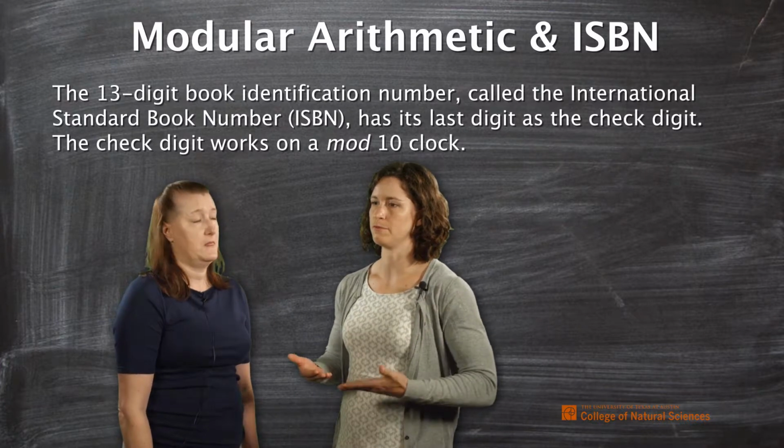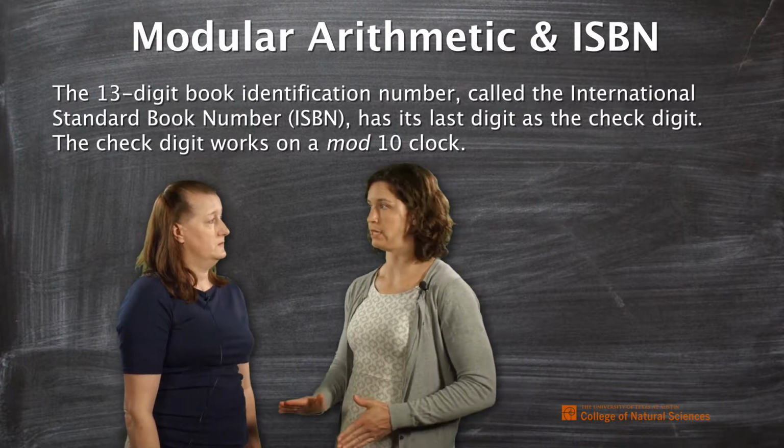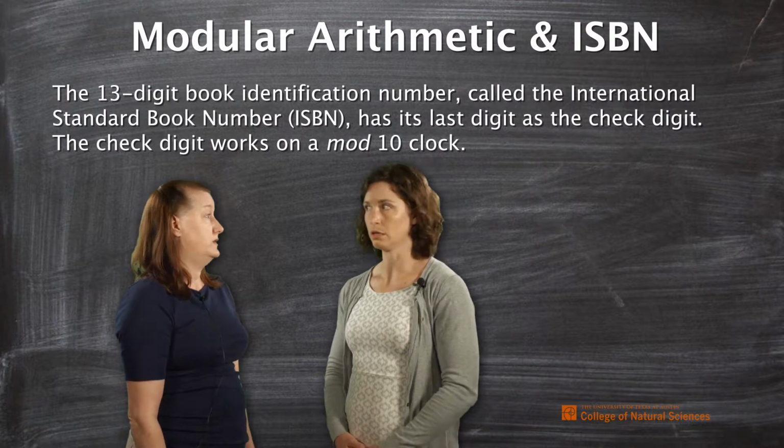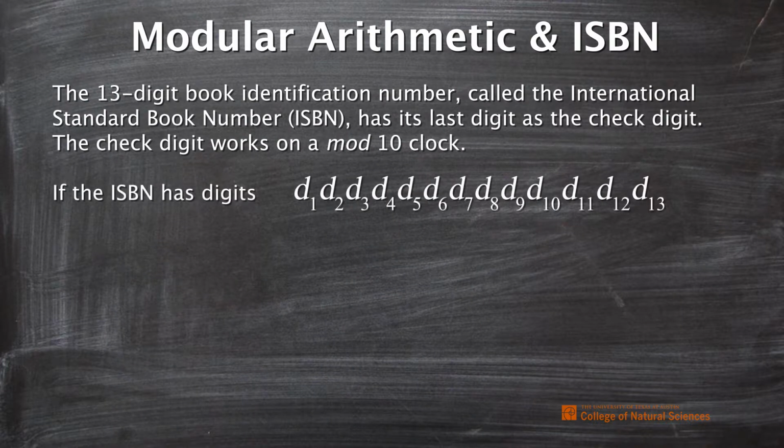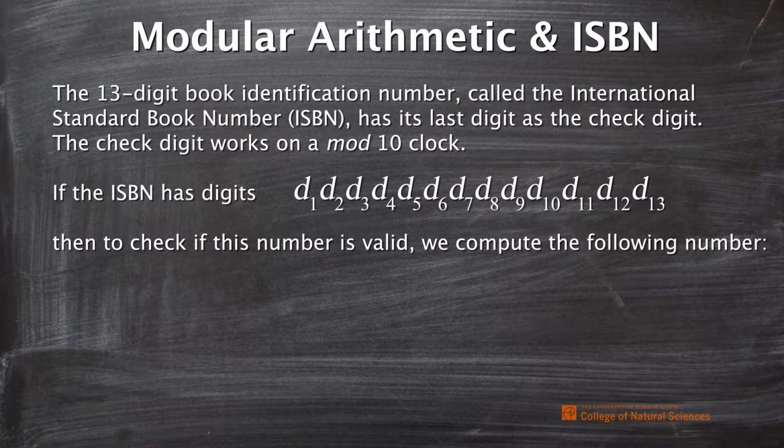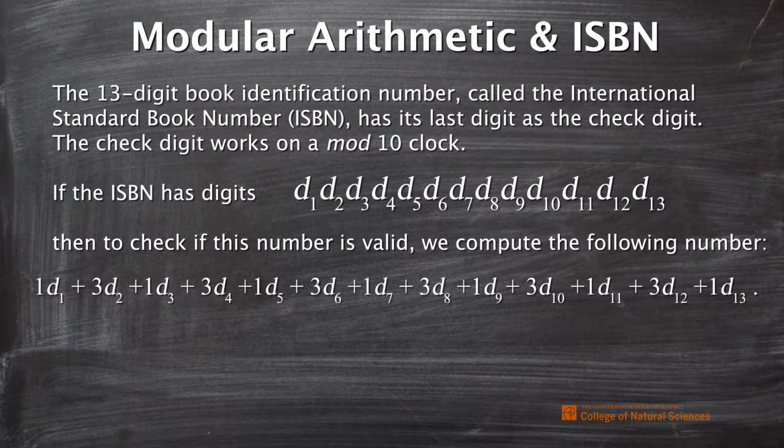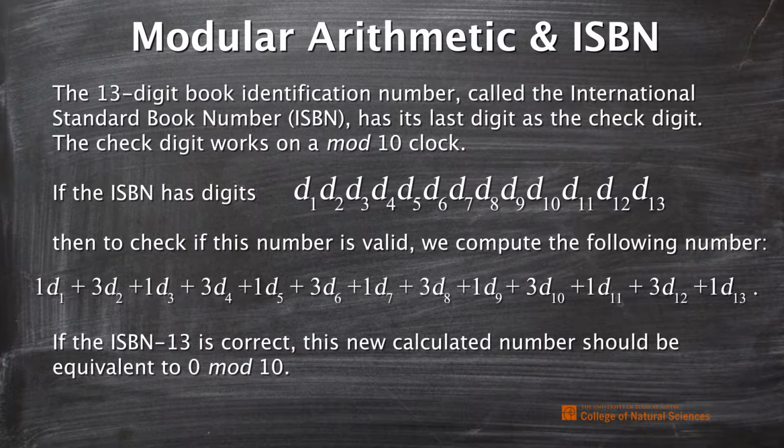So the challenge is: is this a valid ISBN or not? It uses all 13 digits, dependent upon that last one. Suppose we've got an ISBN that has 13 digits. We'll name those digits D1, D2, D3, up through D13. To check if that is a valid ISBN, we do a little calculation: 1 times the first digit plus 3 times the second digit plus 1 times the third and 3 times the fourth. Continue that. The formula never changes: 1, 3, 1, 3, 1, 3. You do that computation on all 13 digits, and if it's a valid ISBN, the new calculated number would be equivalent to 0 mod 10.